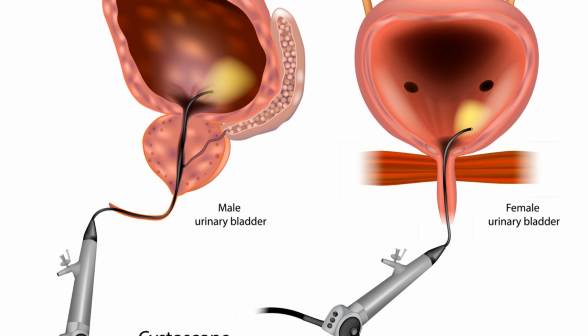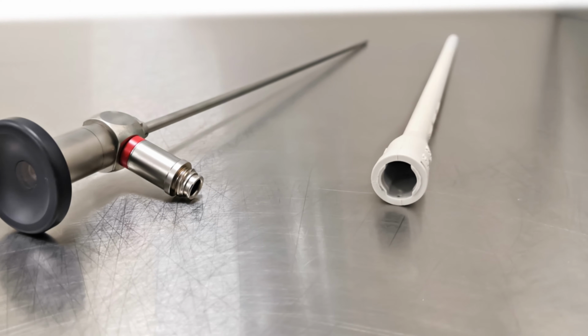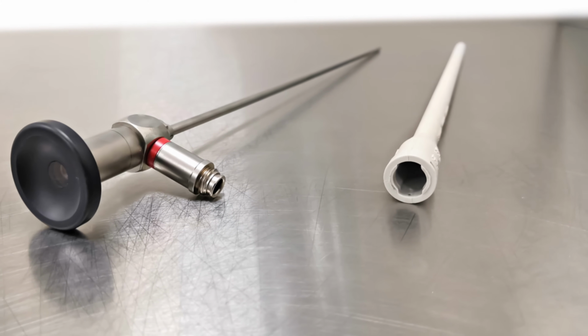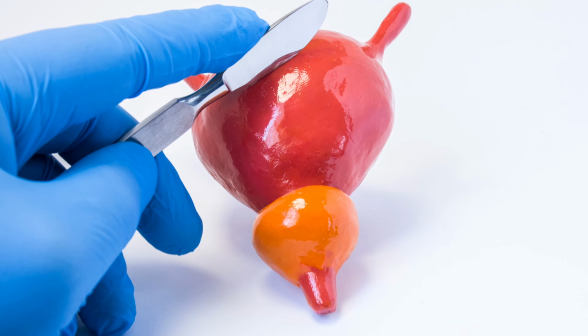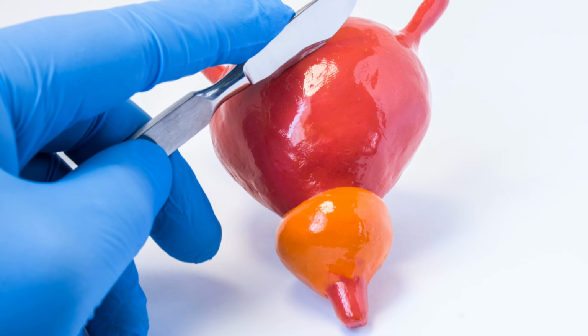The procedure involves inserting a long, thin tube with a small camera, known as a cystoscope, through the urethra into the bladder. The urethra is the channel that carries urine from the bladder out of the body.